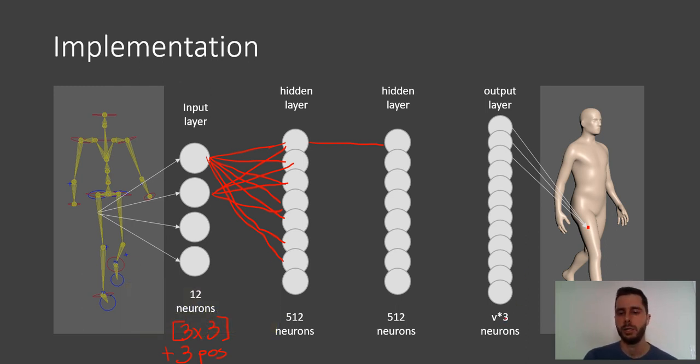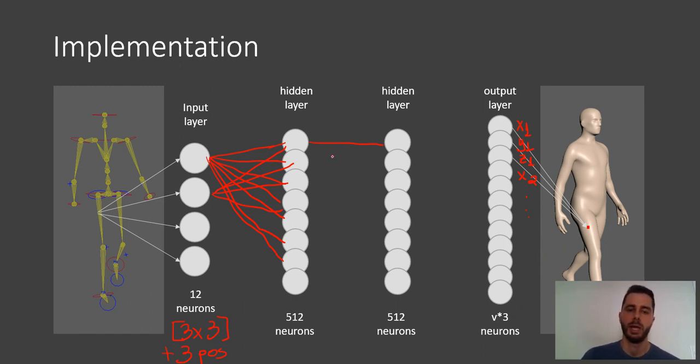And then here in the output, you would have as many neurons as you have vertices times 3, because the first neuron would be the x displacement for the first vertex, and then the y would be the y displacement for the first one, then the z would be the z displacement, and then the next one would be the same thing but for the second vertex, and so on. So you would have as many neurons as you have vertices times 3.